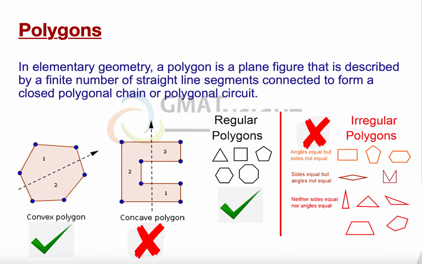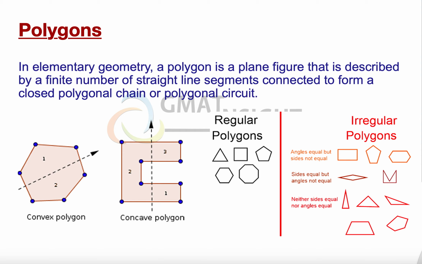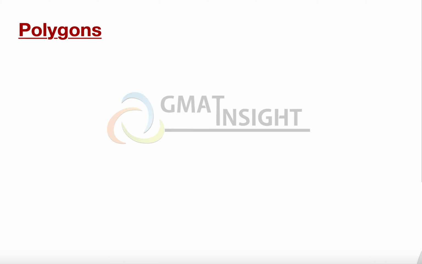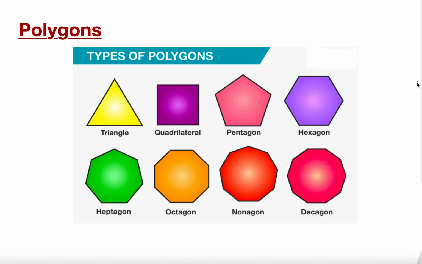So now that we have cleared our objective of the discussion, we can proceed further and discuss a little more about polygons. Let me quickly take us to the next slide, which will get us well acquainted with the variety of polygons that we may come across when it comes to the discussion of GMAT.